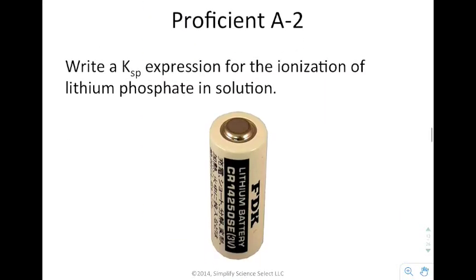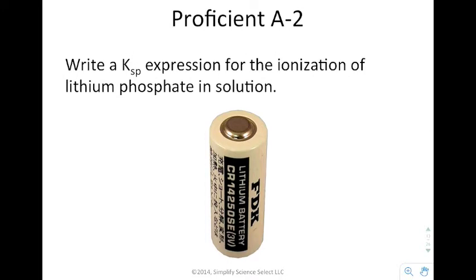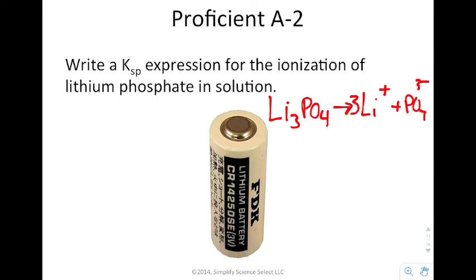Next, it says write a KSP expression for the ionization of lithium phosphate in solution. So I would write a dissociation expression. I would say, okay, lithium phosphate is going to go to lithium plus phosphate. Now I would need to put a 3 right here to balance my chemical equation. And I would say, okay, so for this, my A would be 1, my capital A would be this.